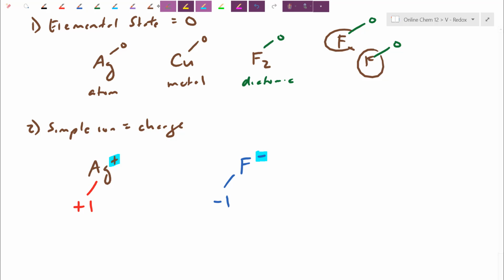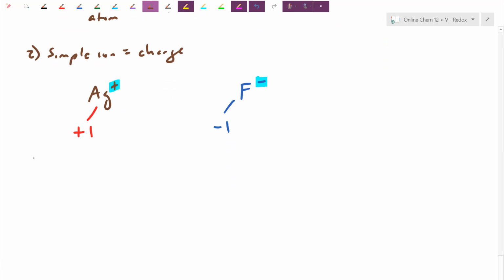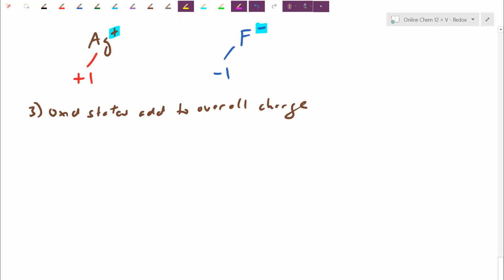Okay. Third rule here, your oxidation number or oxidation state, again, those terms can be used interchangeably. Oxidation states add to give the overall charge. Now, usually in an ionic compound, we work out the ratio of the positives and the negatives until the charge is canceled anyways. Sometimes the grouping is actually charged. Let's just do an example of this here.